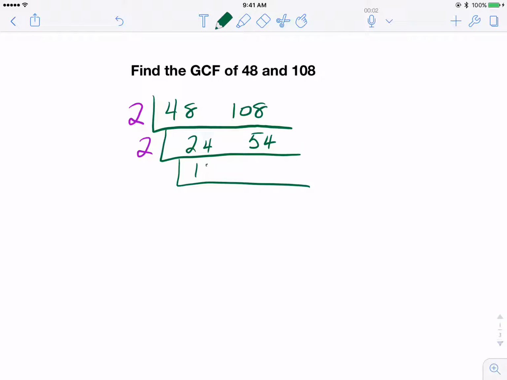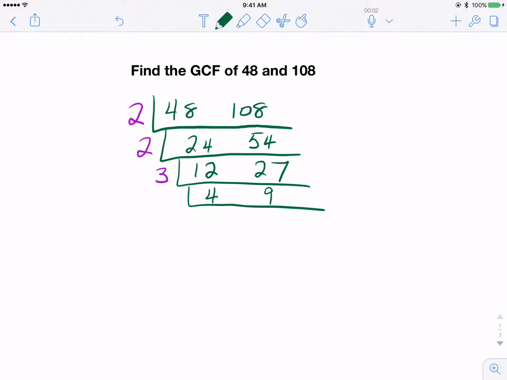Okay, once again we divide. This is going to be 12 and this is going to be 27. Now with 12 and 27, we can no longer do 2, because 27 is not even. Other possibilities, we'll run through the list here. I noticed that 3 goes into both. Okay, that gives me 4 and 9.